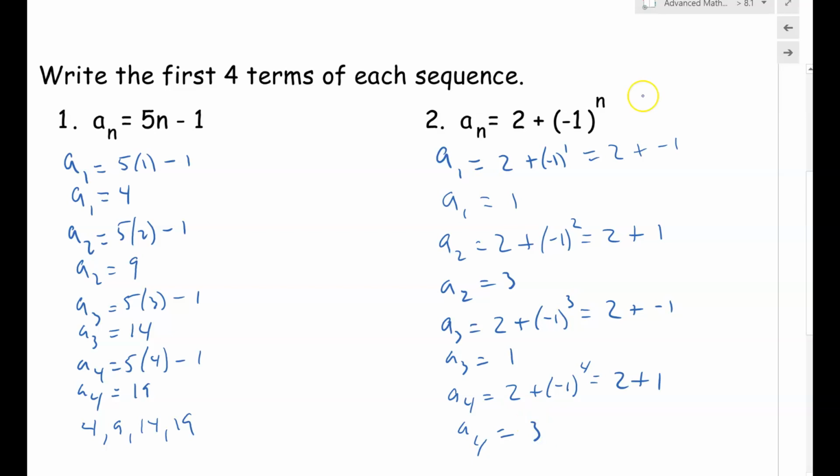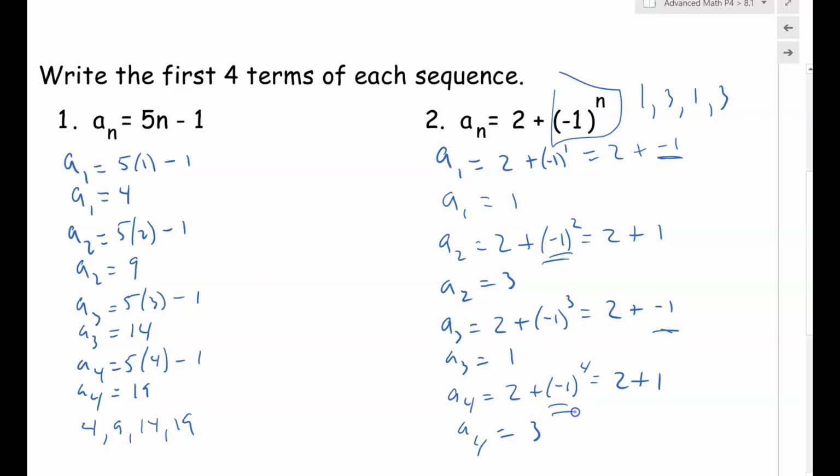So you notice the first 4 terms in this case go 1, 3, 1, 3. Notice the pattern. What's causing that is this thing here. Okay, what's causing that is that negative 1 to the power of n. What you've got to realize here is odd powers will make it negative.